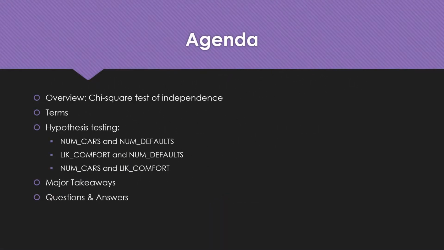We have a straightforward agenda for this PowerPoint presentation. First, we're going to have a brief overview of the chi-square test of independence. Then we're going to touch upon some common terms. We'll be performing 3 hypothesis tests on num-cars and num-defaults, like comfort in num-defaults, num-cars and like comfort. Then we'll conclude with major takeaways and questions and answers.